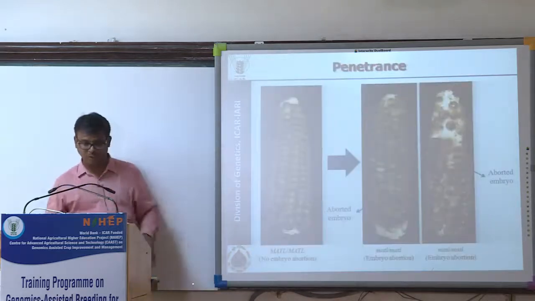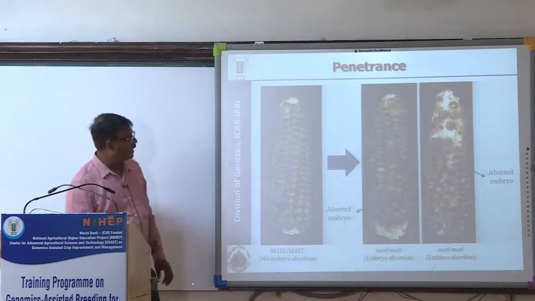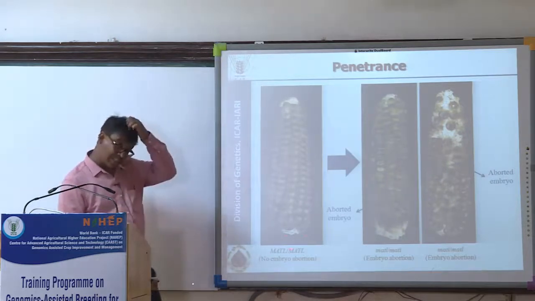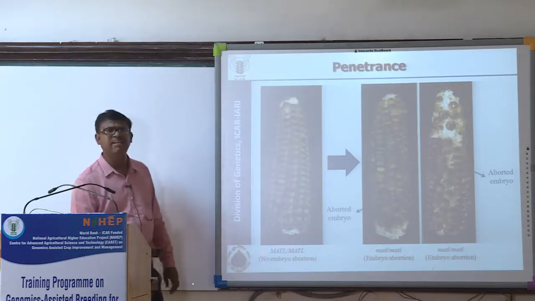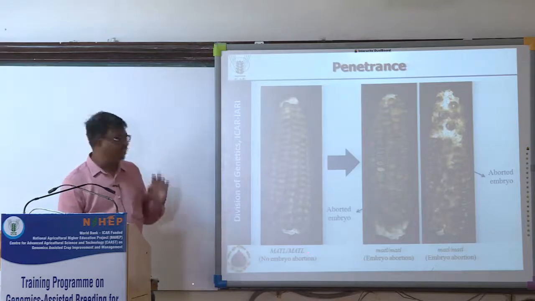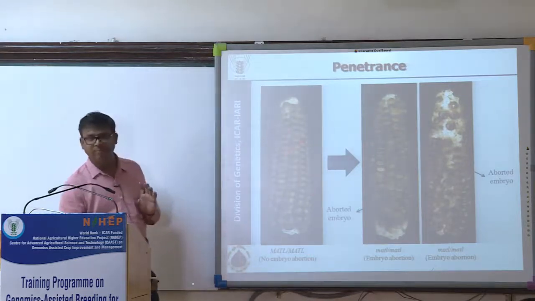We can explain this in maize also. Somebody asked about DH. So these are the haploid inducer lines. Now the haploid inducer gene is known. It is called MATL, matrilineal. When it is dominant, there is no haploid production. So if you self a haploid inducer line, you will get seed everywhere.